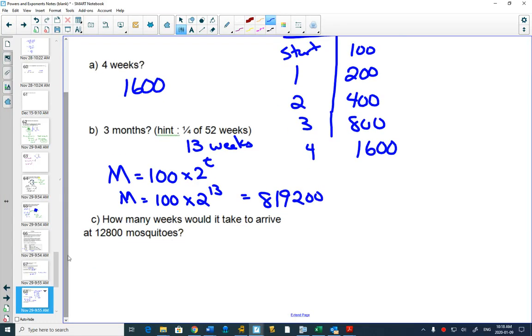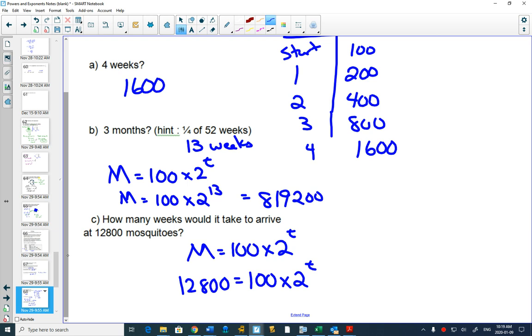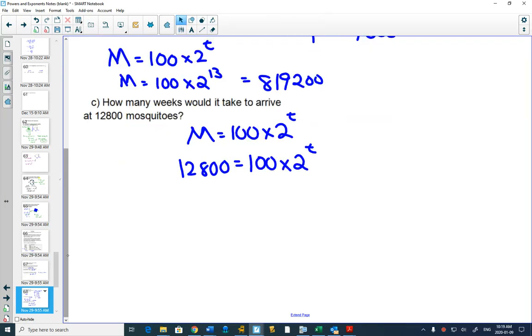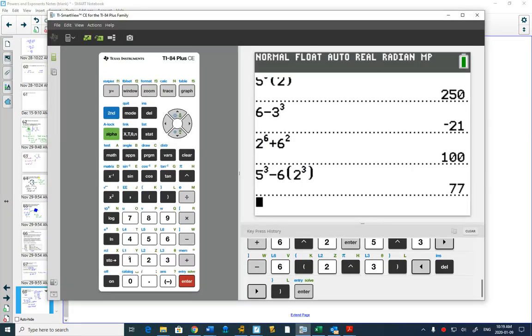About how many weeks would it take to arrive at 12,800 mosquitoes? So this is our formula, and we need the number of mosquitoes to be 12,800. So what you could do is go to your calculator and try a value.